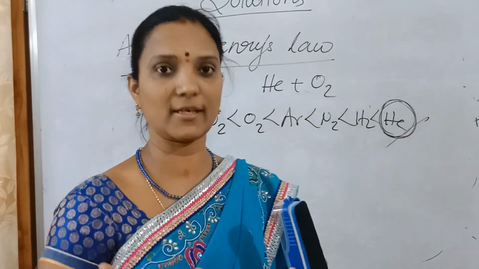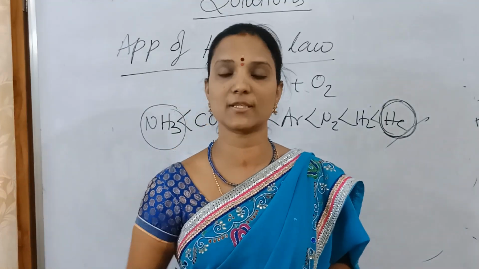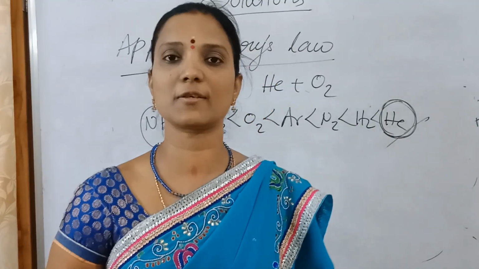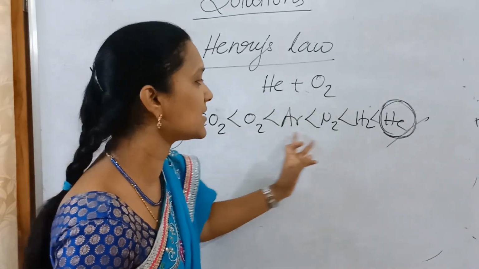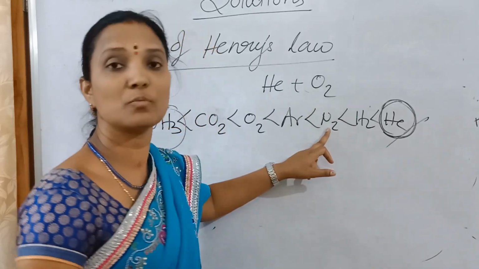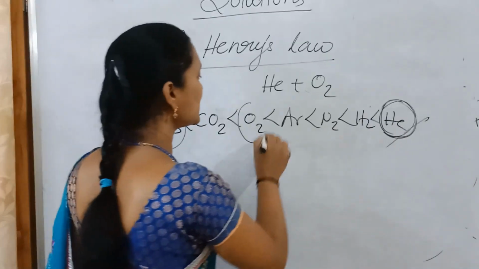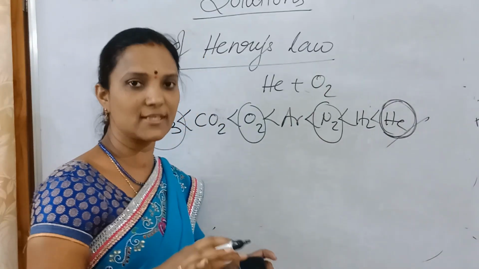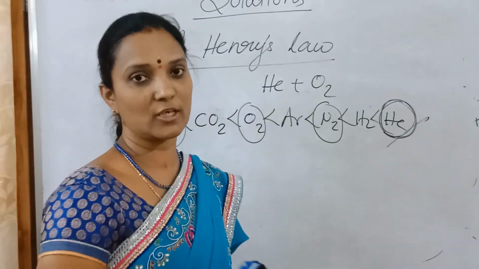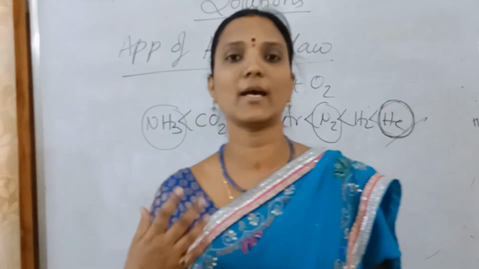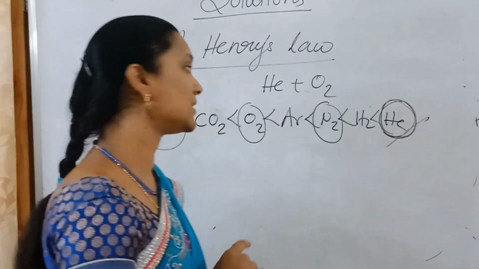At atmospheric pressure, what we are inhaling is nitrogen and oxygen, because the nitrogen percentage is more. But oxygen is soluble in blood while nitrogen is insoluble. How is nitrogen insoluble? See this, Henry's constant. Nitrogen has more Henry's constant. As Henry's constant increases, solubility decreases. So in oxygen and nitrogen, which is more soluble in blood at atmospheric pressure? Oxygen is soluble, but nitrogen is insoluble.